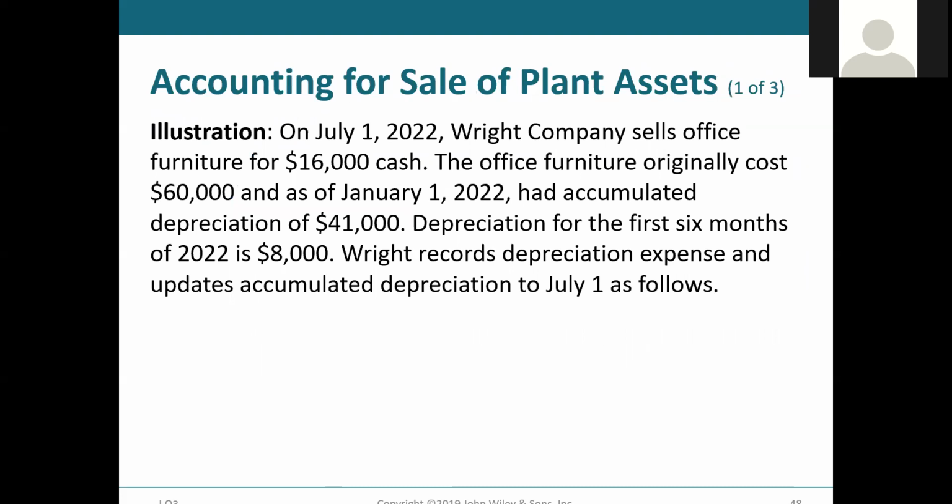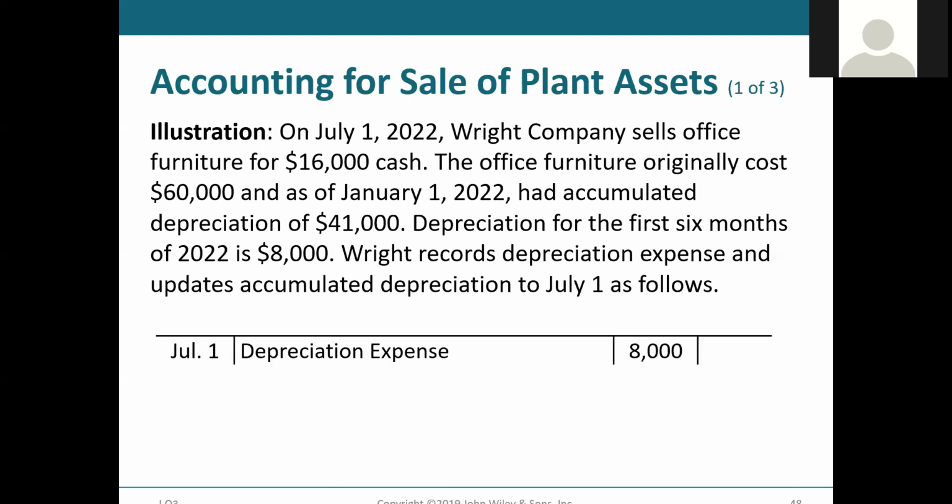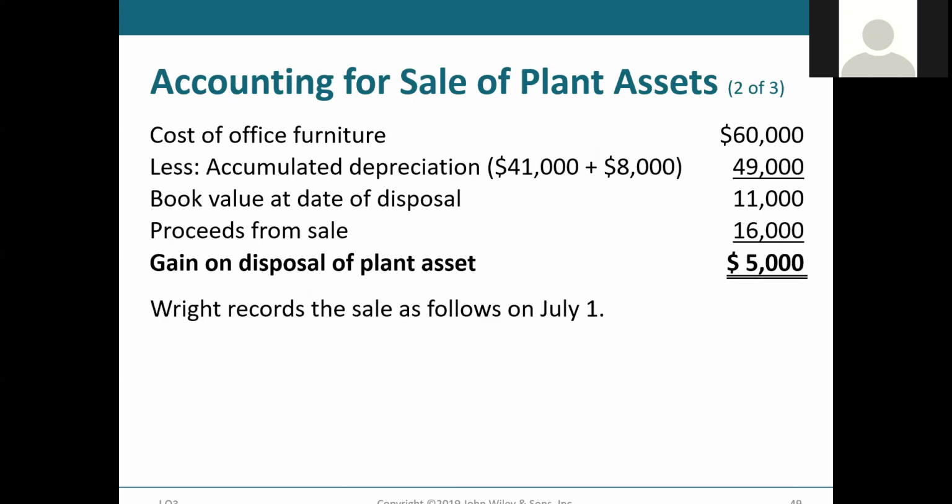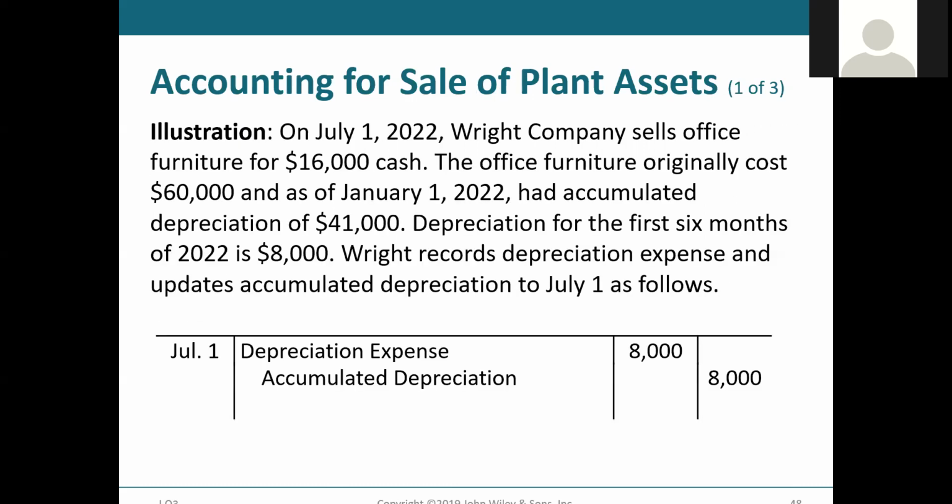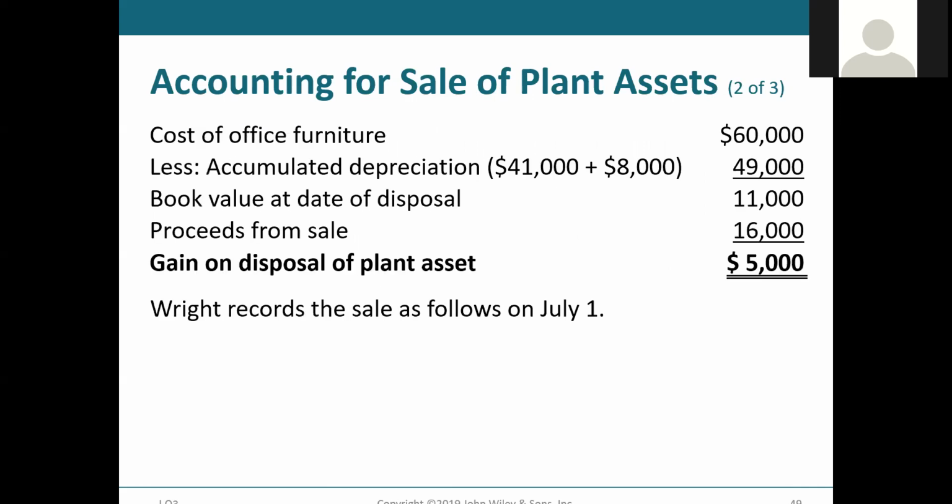So let's see what we have here. Wright Company sells furniture for $16,000 cash. The original cost was $60,000, and as of January 1st, it had accumulated depreciation of $41,000. So the net book value is 19. We have to put 6 more months' worth of depreciation into the pool. That's 8,000. And let's see how the calculation looks. There is the journal entry. That's just to pick up on the depreciation expense, okay?